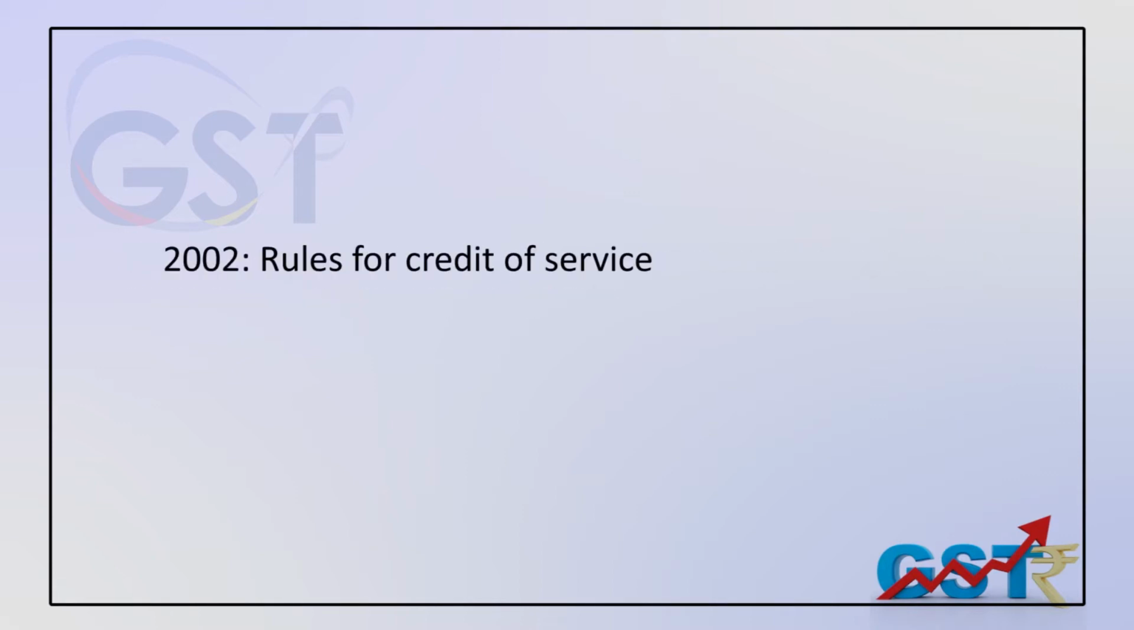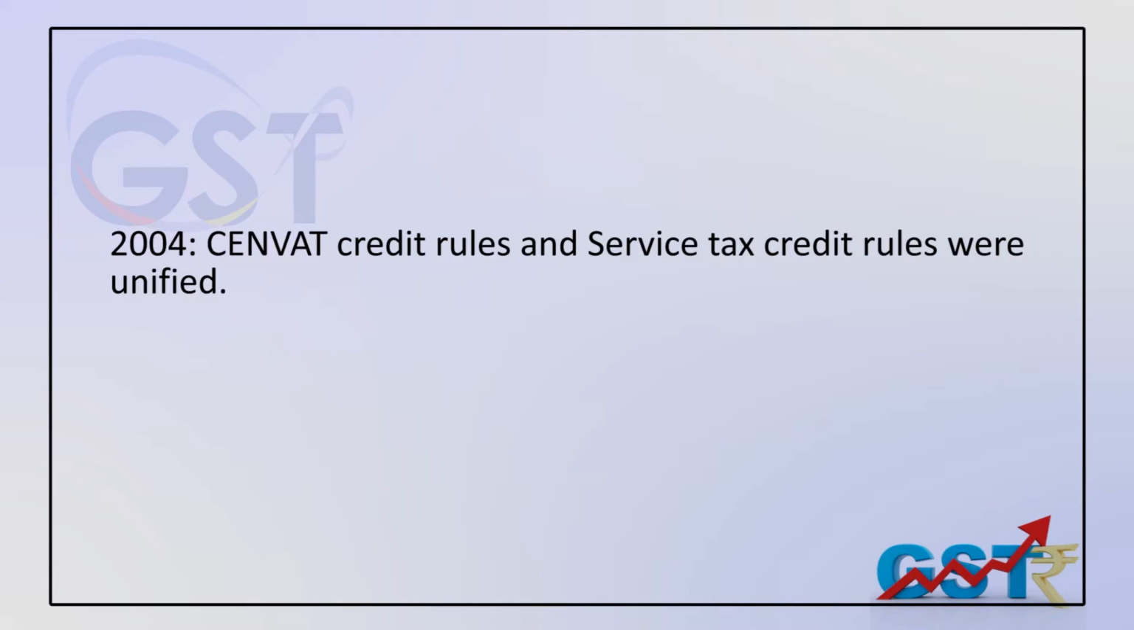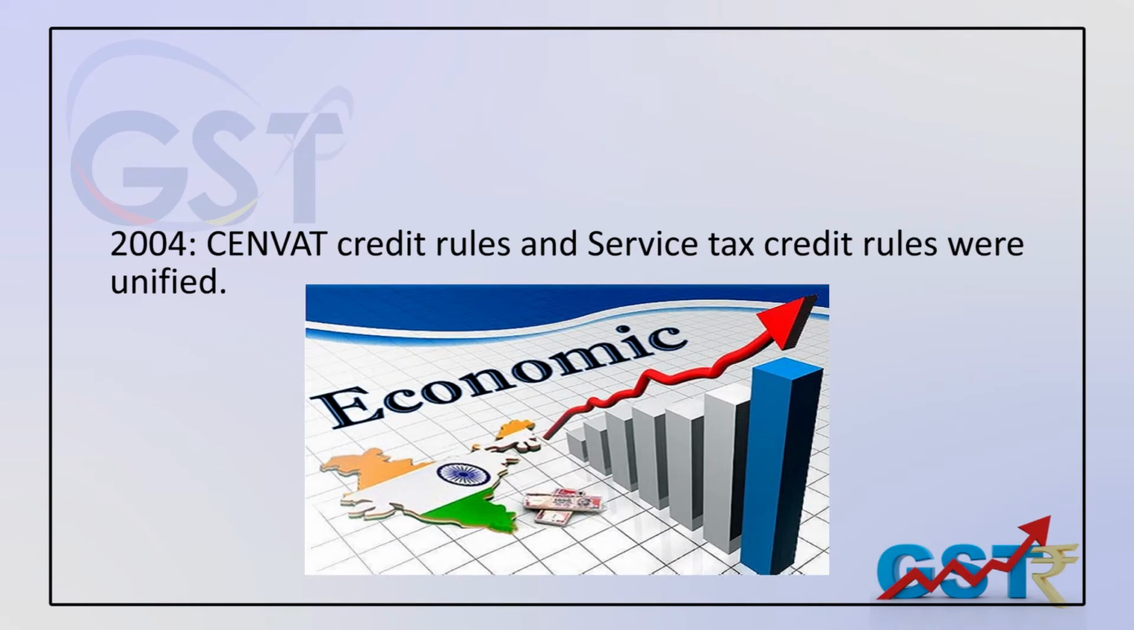And again, we can mention the rules for credit of service tax, which was introduced in 2002. And in 2004, the old CENVAT credit rules, introduced in 2000-2001, and the service tax credit rules, introduced in 2002, were unified. So, it is a continuous process. To cope with the ever-changing socio-economic condition, we have to reform the tax structure because tax is an important part of the Indian economy. So, for reform in the Indian economy, we have to restructure the taxation system of India, that is direct tax and indirect tax. Here we are mentioning only the indirect tax structure.